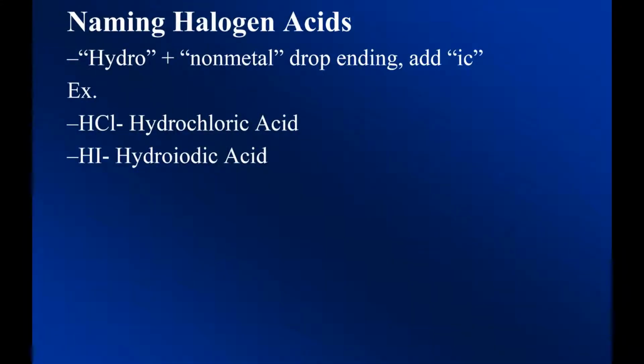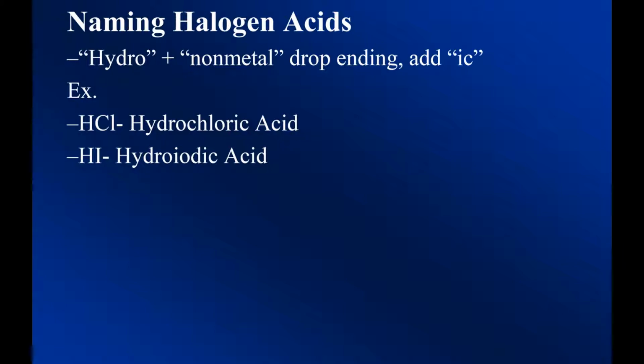Okay, so how to name various types of acids. First of all, we're going to name the halogen acids. And remember, the halogens are group 17: fluorine, chlorine, bromine, iodine, so on and so forth. Now, you already know one of these, HCl. You've heard this name before, hydrochloric acid.